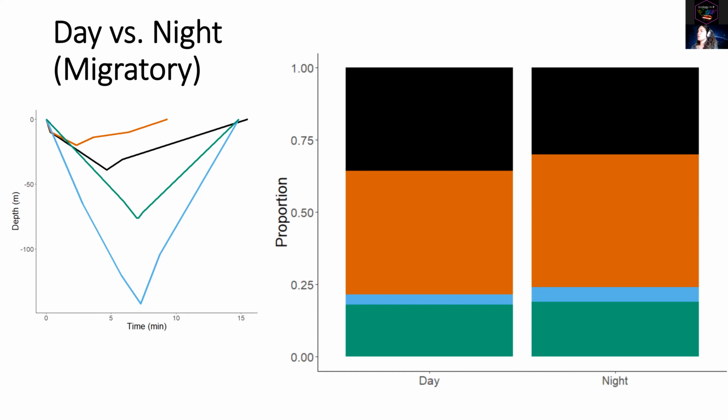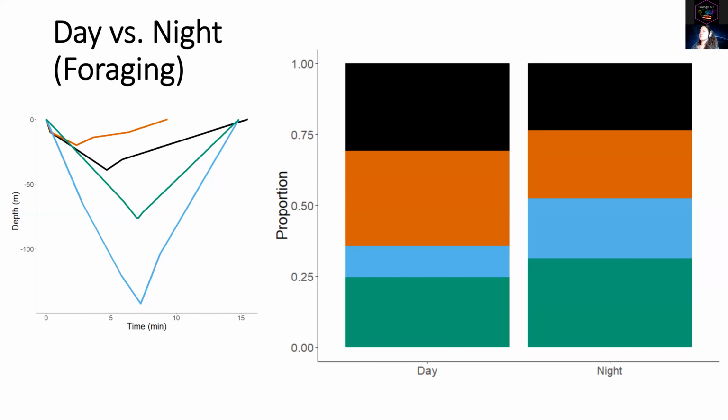Also, looking at day versus night, there wasn't a whole lot of difference between the two for the migratory phase. That diurnal pattern does differ between the migratory and the foraging phase. Just looking at the migratory phase, the proportions of each dive type look pretty similar. There do seem to be a few more of those V-shaped profile dives at night during the migratory phase. During the foraging phase, those differences are a little more obvious. There were more V-shaped dives during the nighttime than the daytime.